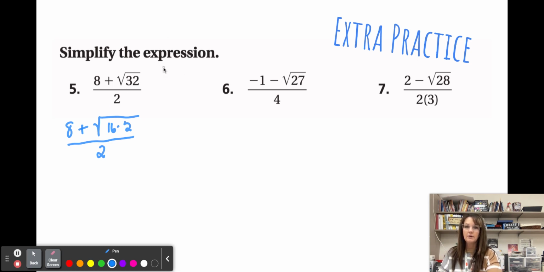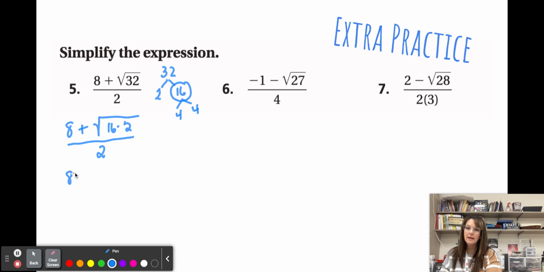I looked at 32 and I said, okay, 32 can be broken down into 2 times 16. And I can even break it down farther, right? Because we know that's 4 times 4, and then it's 2 times 2. So you can do prime factorization if you remember the factor tree. But this is a perfect square right here. So I can stop at the perfect square. So that's what you're looking for.